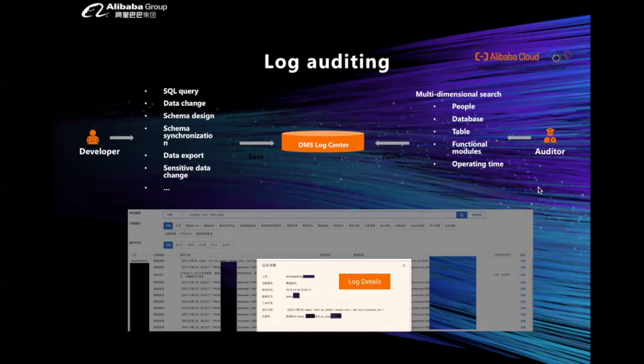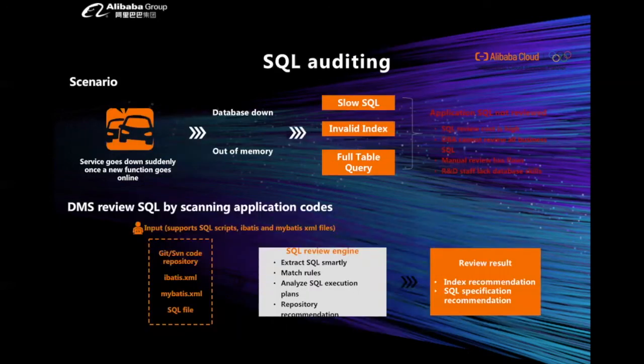So from an auditing perspective, with DMS, we allow people to do a multi-dimensional search, right? So you can search a specific type of operation at different levels: people level, database level, table level, function module level, and operation time window. So by combining those filters, you can audit your database operations in a very fine-grained manner and in a self-service model. So this is, briefly, the SQL auditing capabilities we provide.